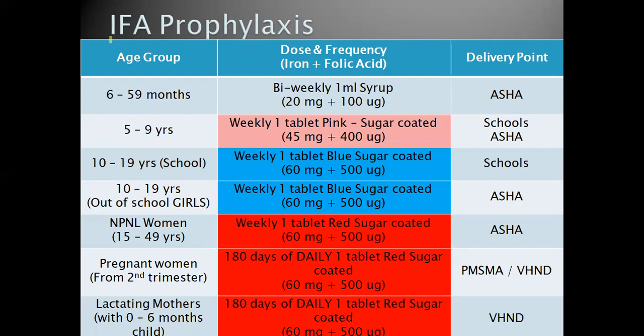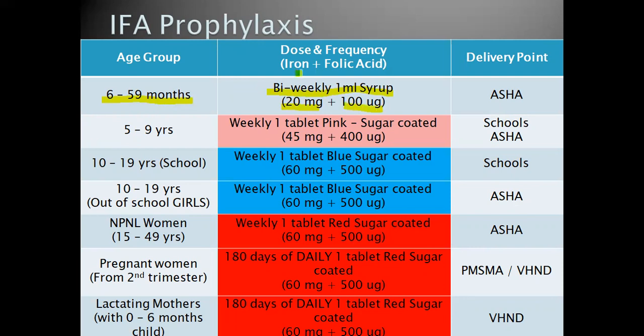We move on to the iron folic acid profile axis. Various groups have different dose and frequency and different delivery point. We will go one by one. First is the 6 to 59 months. The 6 to 59 months are very small children. So the frequency is bi-weekly. 1 ml syrup, because these are young children and will not consume tablets. And the dose is 20 milligram of iron and 100 microgram of folic acid.